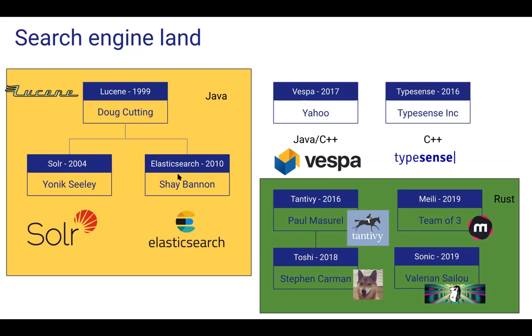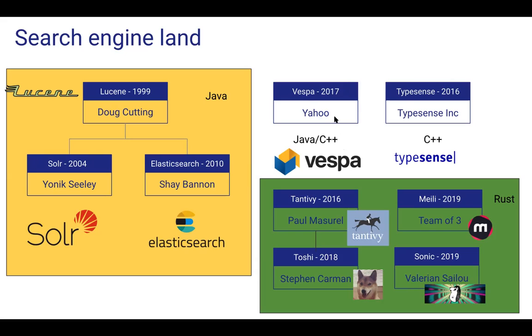And then Elasticsearch, it's another one which appeared in 2010, created by Shay Banon. He's also a successful entrepreneur, and he actually IPO'd his company a couple of years ago, called Elastic. They basically create the commercial offering on top of Elasticsearch. And then other players on the market like Yahoo have their own search engine called Vespa, like a scooter, I guess. It was created in 2017, and it's written in a mix of languages, Java and C++.